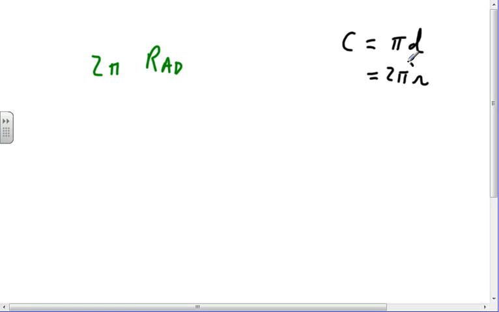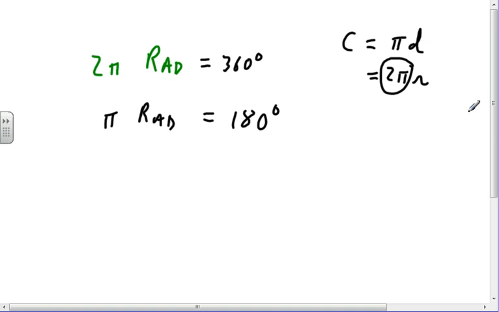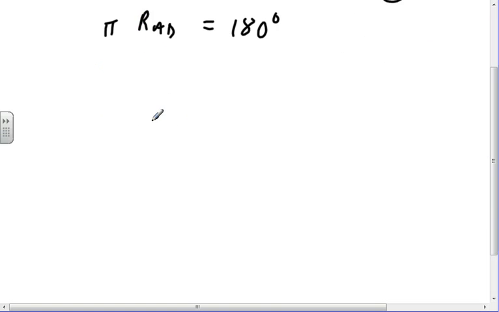All right, back to what we're doing. If I have 2 pi radians, what's the circumference of a circle? Pi d, right? 2 pi r. So if I have 2 pi radians, I have 360 degrees. If I have pi radians, I have 180 degrees.